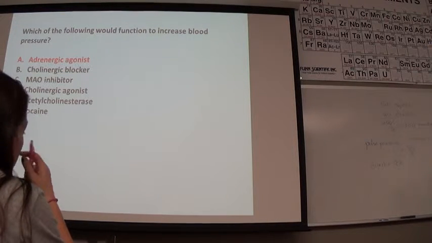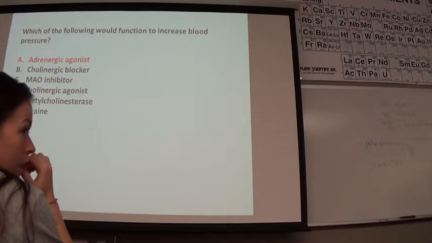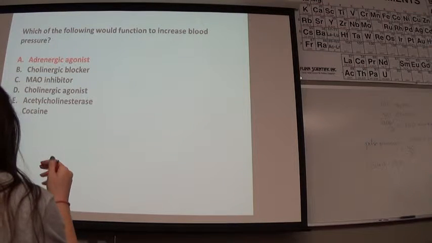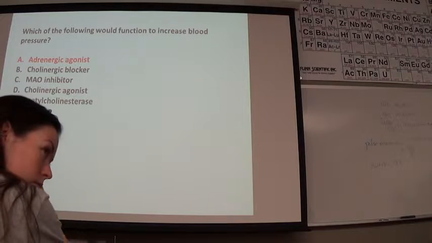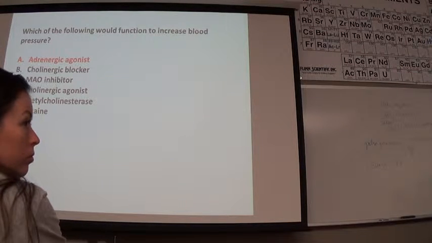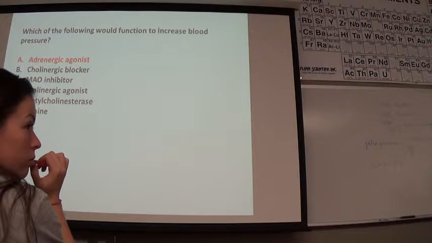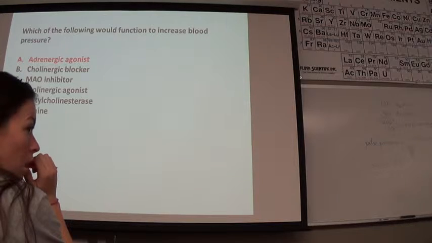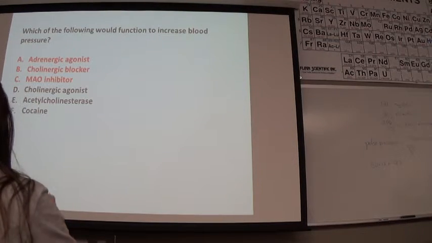Cholinergic blocker. What does that do? It's going to lower heart rate, or increase heart rate? All right, so it will bind to the same receptor as acetylcholine, but it won't have the same effect. It will keep acetylcholine from binding to it, and therefore it allows sympathetic to act. So it would also increase.